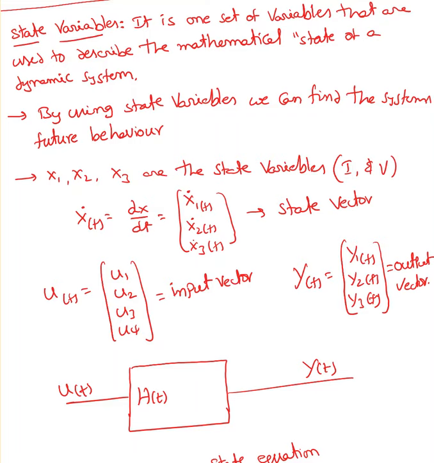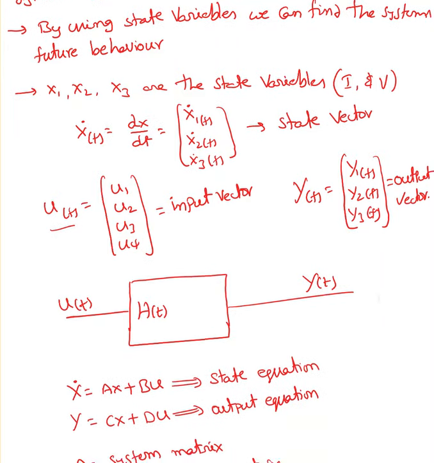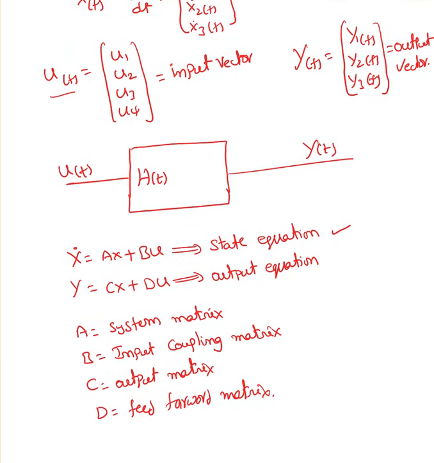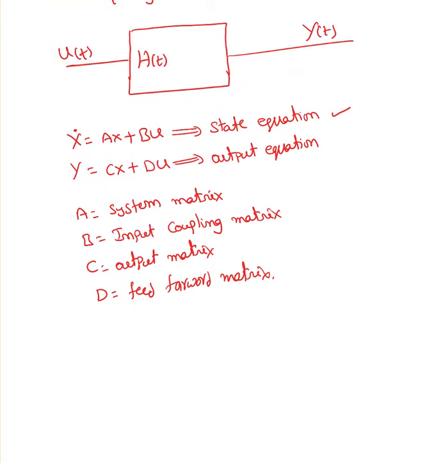Now x dot of t, which is dx by dt, is the state vector, u of t is the input vector, and y of t is the output vector. By using the state variables, I'm going to derive the state equation: x dot equal to Ax plus Bu, and y equal to Cx plus Du, which is the output equation. A is called the system matrix, B is the input coupling matrix, C is the output matrix, and D is the feed forward matrix. A simple example I always use is a car.